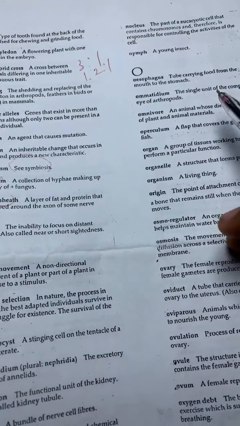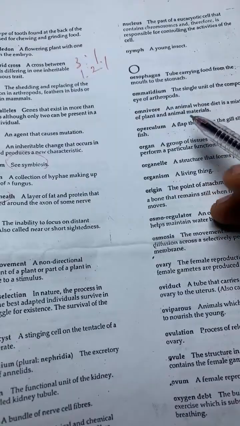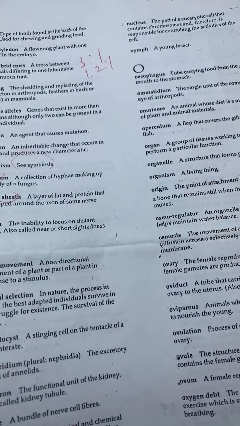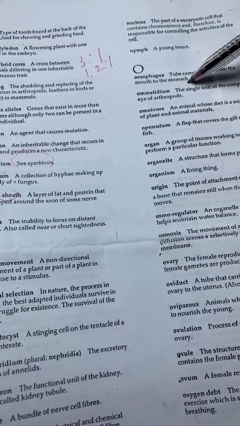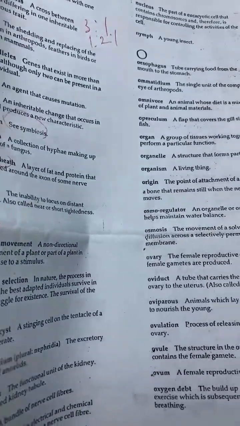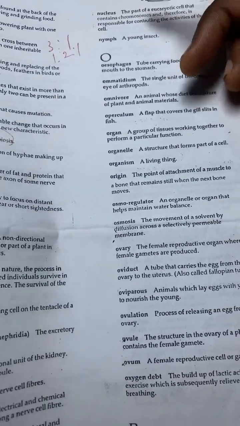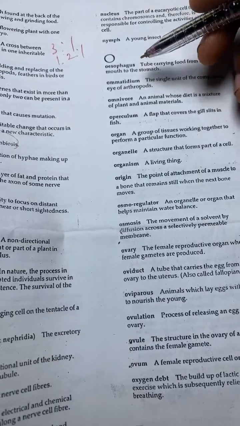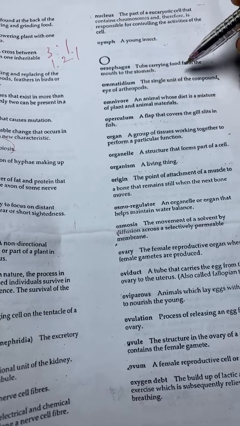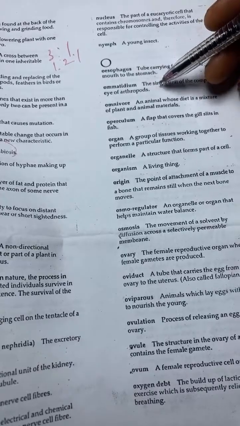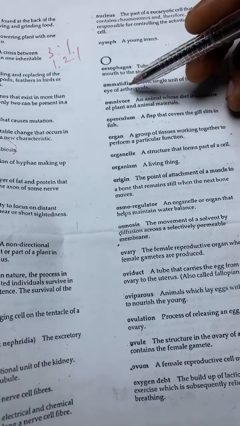All right, we move on to O, which is oesophagus. Oesophagus is the tube carrying food from the mouth to the stomach. Okay. We have ommatidium. Ommatidium is the single unit of compound eye of the arthropods. Oh, wow, that's amazing.